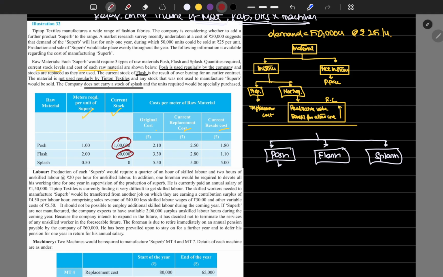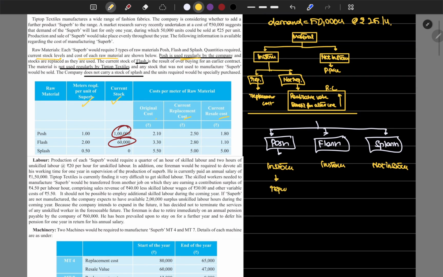Push and flash: in stock, not in stock. What we see other than this is that push is regularly used, and flash is not regularly used. Not in stock, there is no option for this.